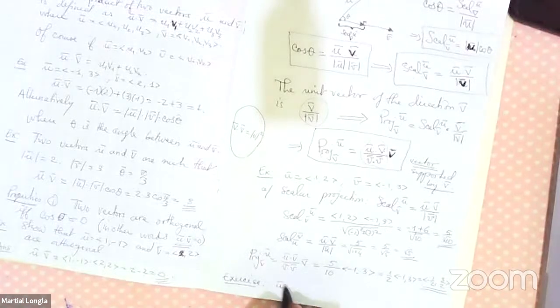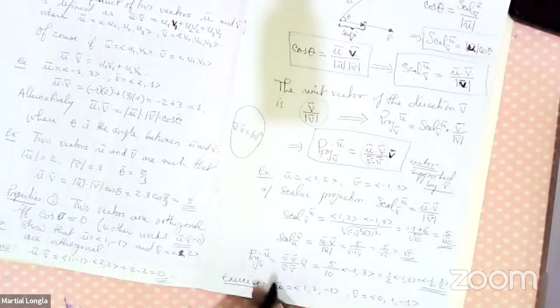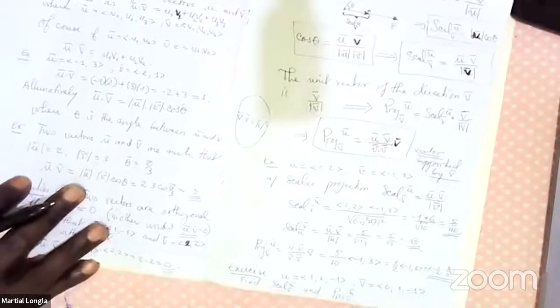Exercise. U equals (1, 2, -1), v equals (0, 1, -1). Now you have to find the scalar projection of u onto v and the vector projection of u onto v. Take 5 minutes for that.